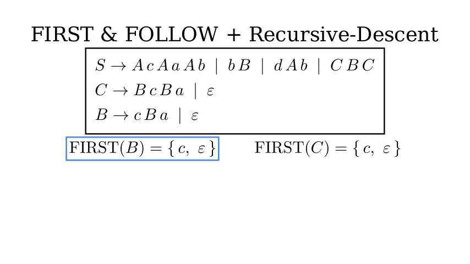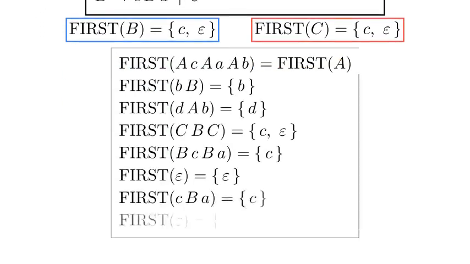For capital B, the rules are little c B A or epsilon. So first of B is the set containing little c and epsilon. For capital C, the rules are B c B a or epsilon. The right-hand side B c B a always begins with the terminal little c, regardless of whether B is epsilon or not. So first of C is also the set containing little c and epsilon. Now, compute first of each right-hand side of the productions. We keep first of capital A symbolic because capital A is not defined in the prompt.